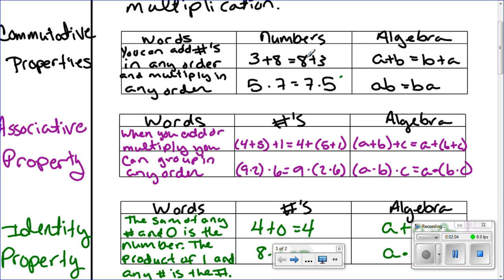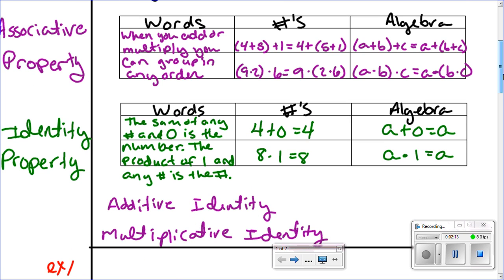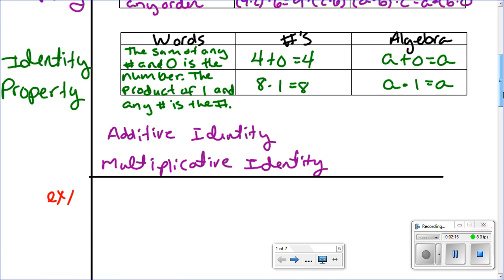Well, my numbers are out of order, so I've got the commutative property. My numbers are in order, but they're grouped differently, so that's the associative property. I had 0, and I was adding, or I had 1, and I was multiplying. So I either had the additive identity or the multiplicative identity.